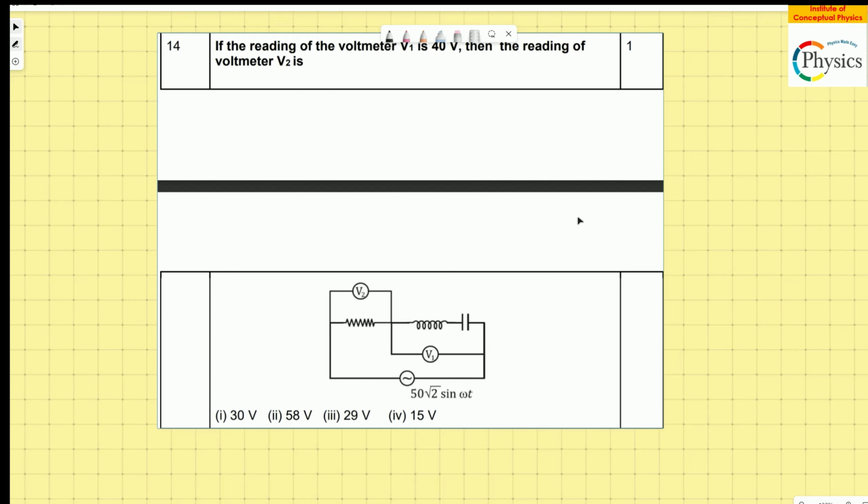The reading of the voltmeter V1 is 40 volts. This is the reading given to you as 40 volts, and you have to find the reading of this particular voltmeter. You're also given the supplied voltage. Which means you have to find the voltage across the resistor.